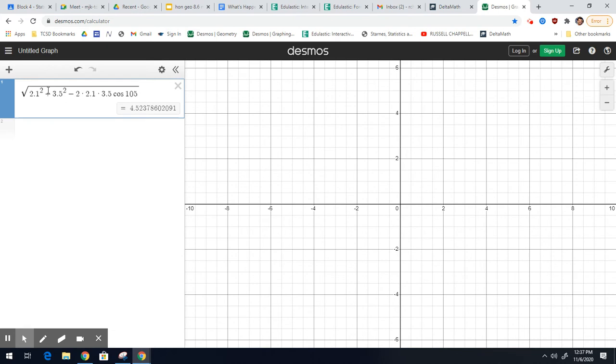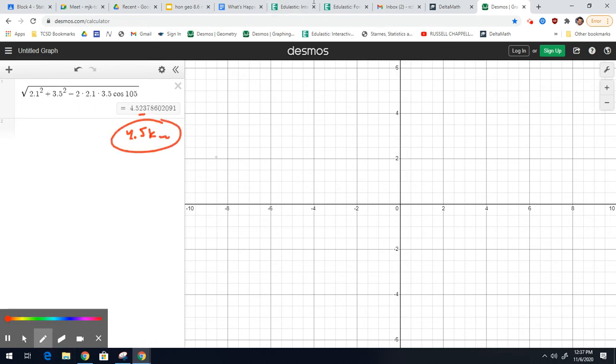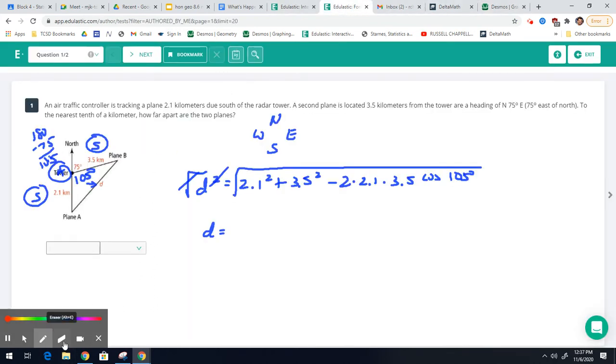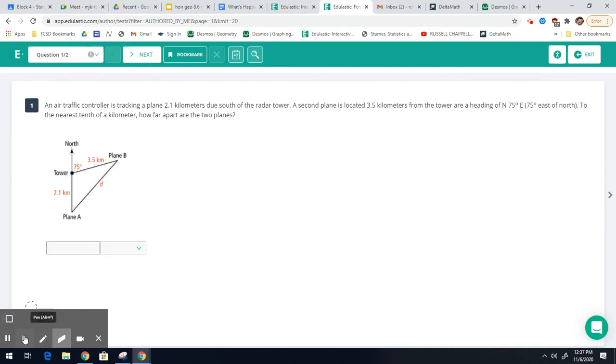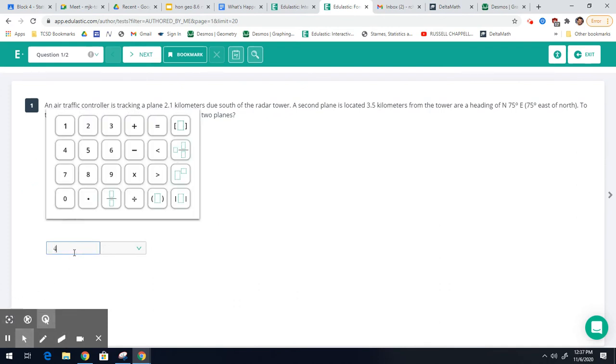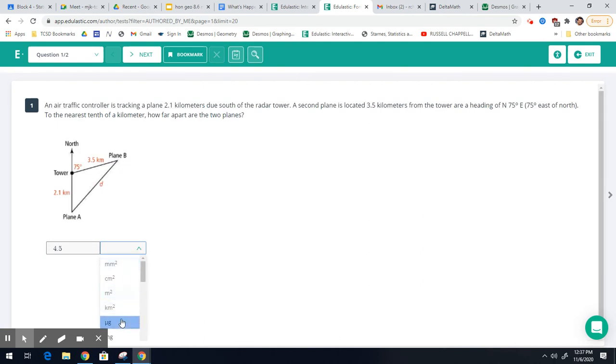And there I go. I got 4.52. It does say round to the nearest tenth. So again, looking here, 4.52, the 2 keeps the 5 the same. 4.5 kilometers. So in Edge Elastic, what I'm having you do now is take 4.5, but then you have to pick the correct units, and that would be kilometers. So just make sure you keep scrolling until you find it.